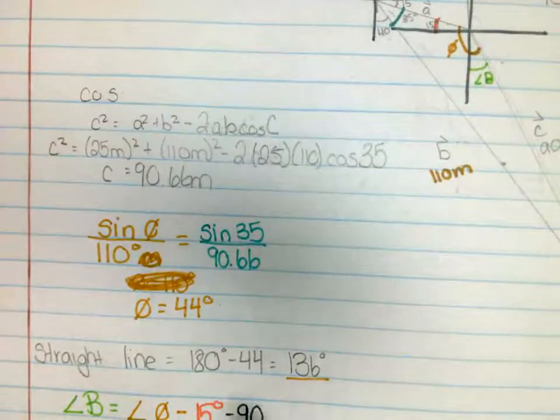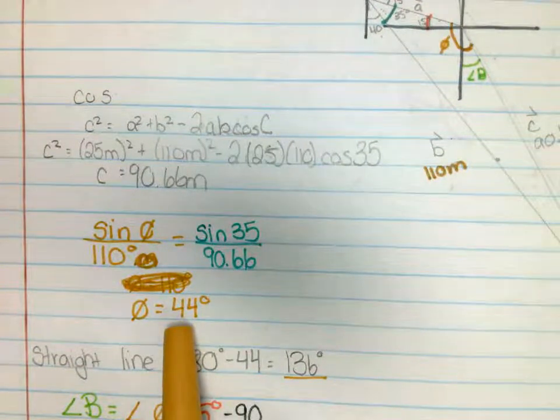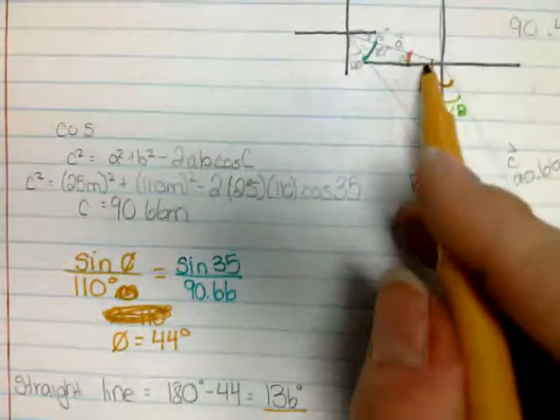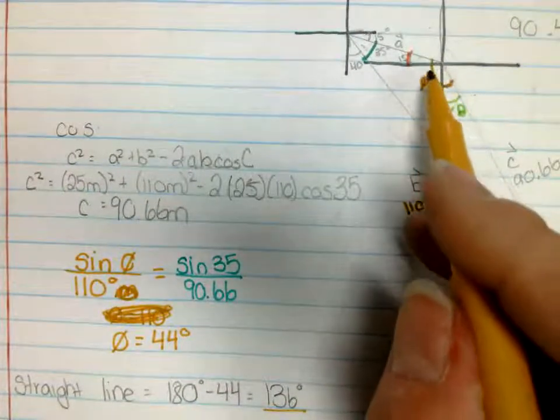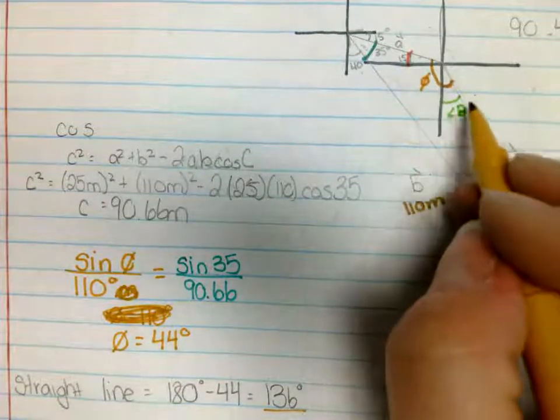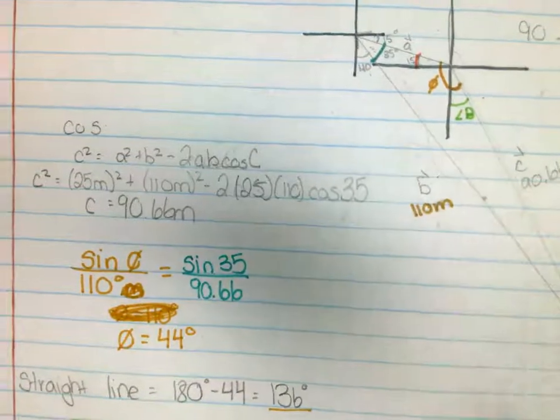So I can say a straight line is 180 degrees minus the 44-degree angle I got here is going to give me 136 degrees. So this entire theta is 136 degrees, and that looks about right. But that's not what I'm looking for. I'm looking for this little bitty chunk here, and I have it labeled B.